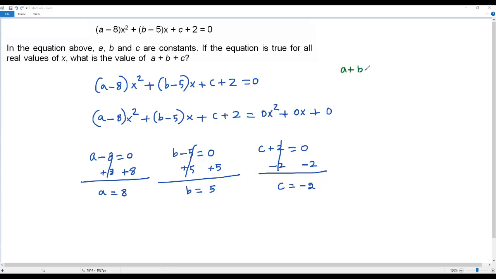So let me add a, b and c. For this a, we can plug in the value of a, that is 8, and for this b, we can plug in 5, so 8 + 5, and for c, we have the value −2, we can plug in −2 for c. So when I add 8 and 5, I'm getting 13, 13 − 2 equals 11. So the value of the expression a + b + c is 11.